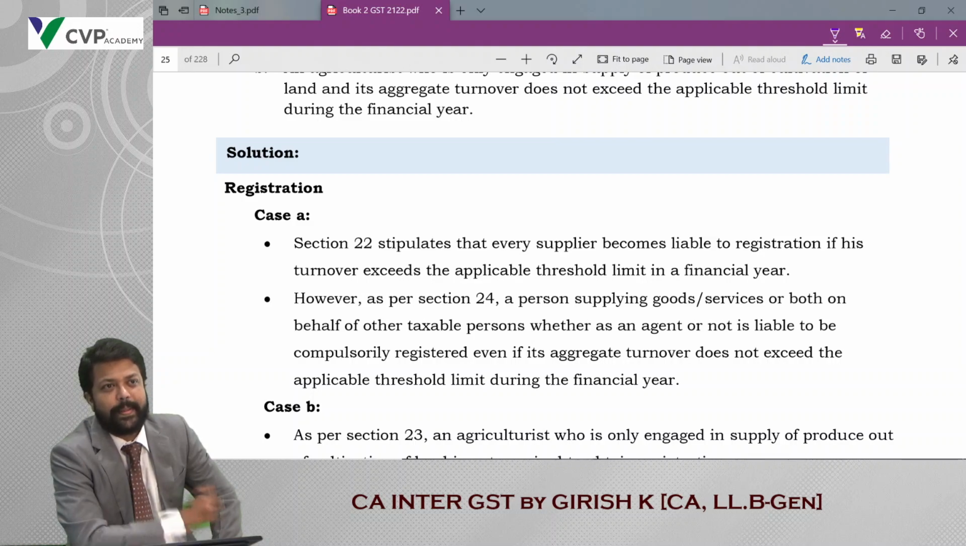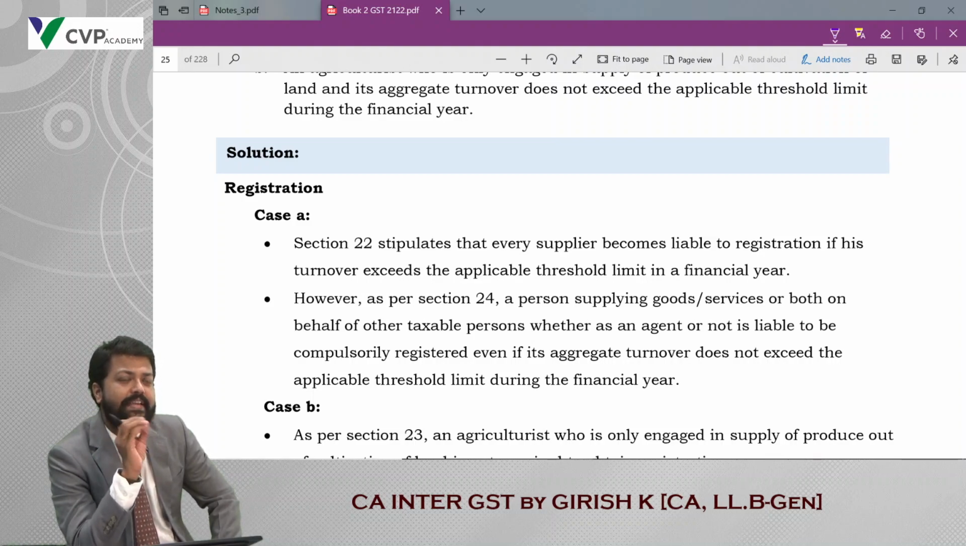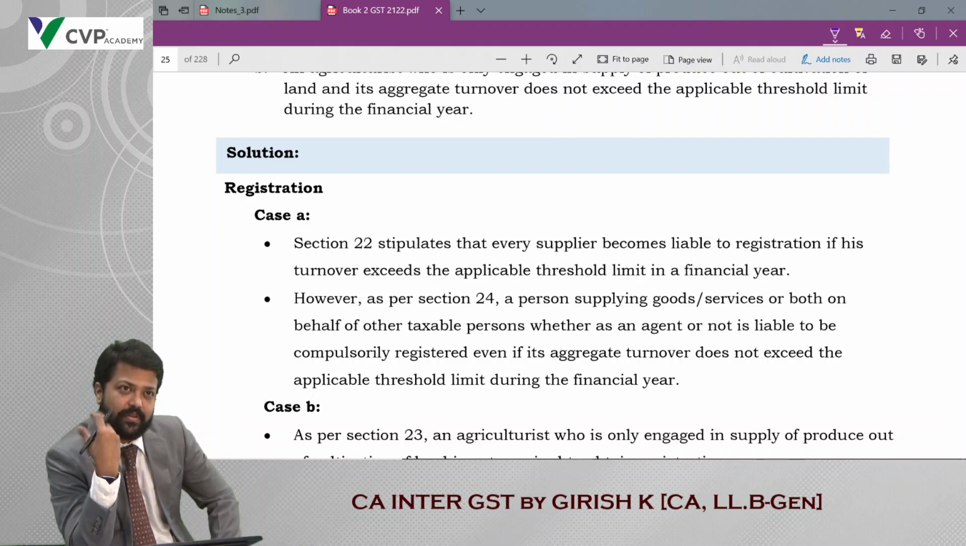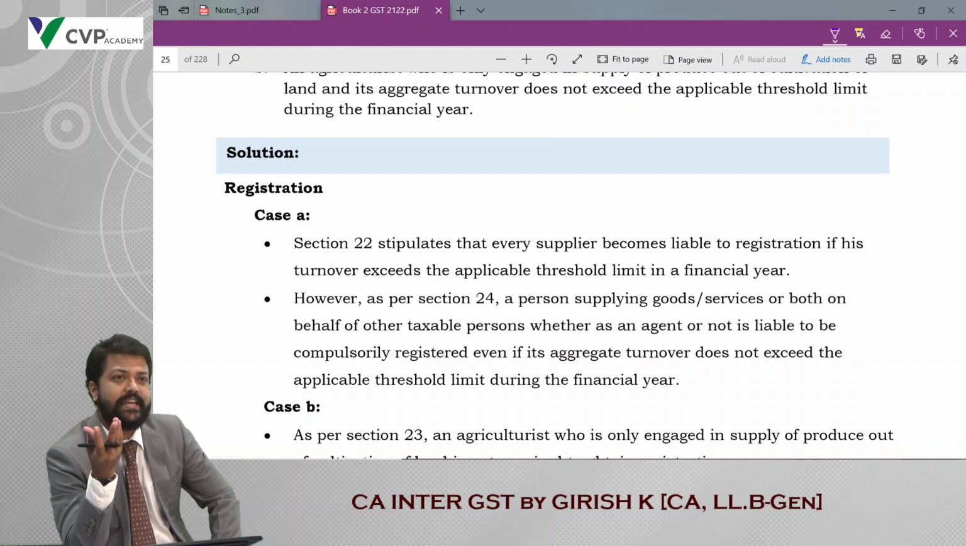But sir, then although his turnover is low, he has to comply with GST. Yes, compliance he will have to do. In that he will state which invoices were generated by him, which invoices are generated in the principal's name, etc. But for registration purposes, he has to get registered because he is supplying goods or services on behalf of somebody else, whether as an agent or by whatever name called. So it is covered by mandatory registration under section 24.